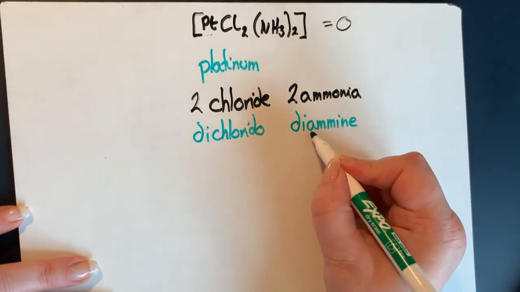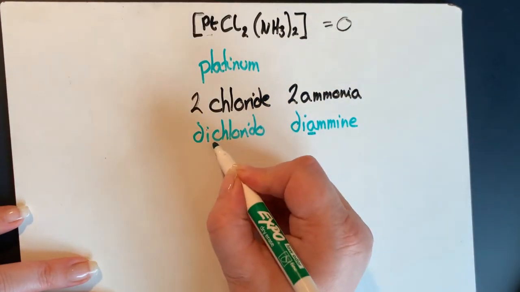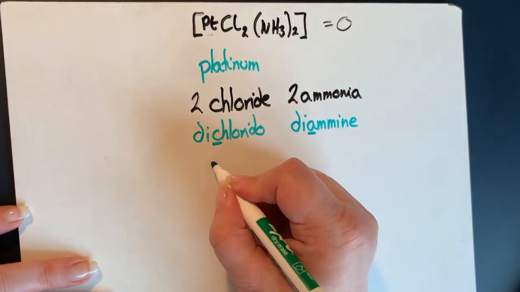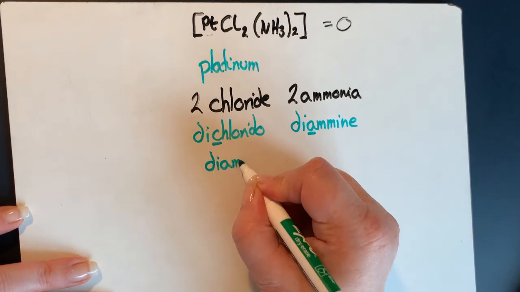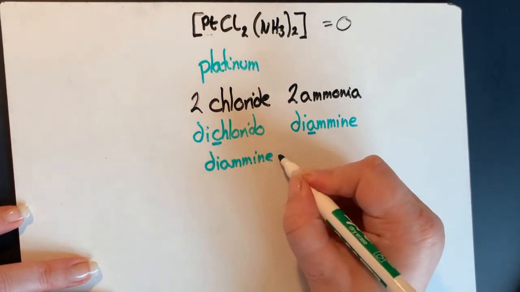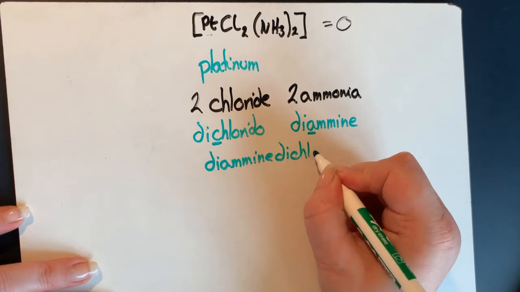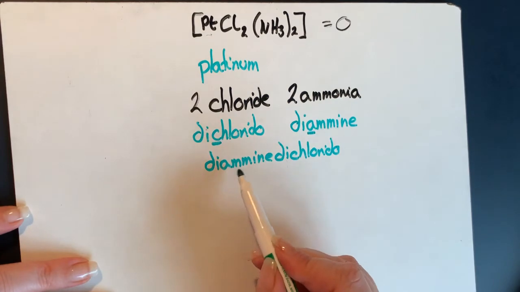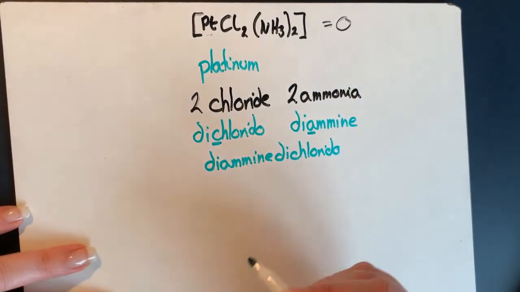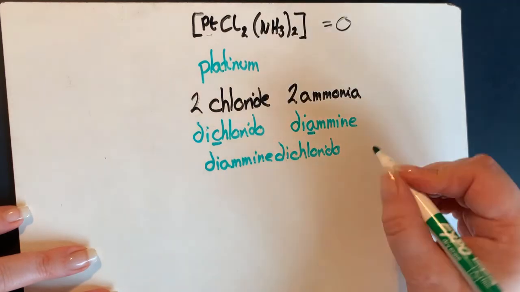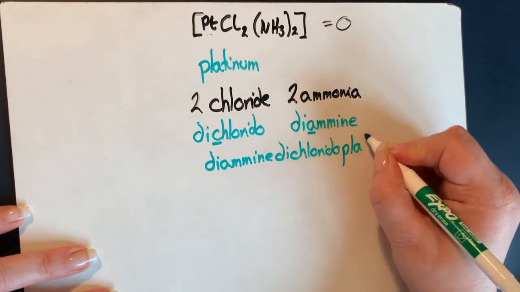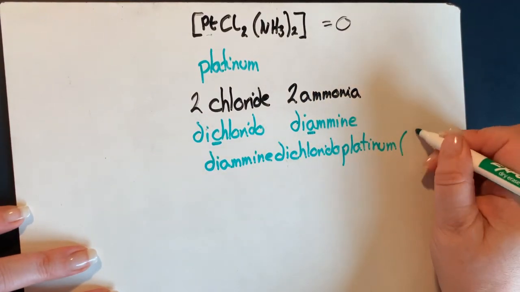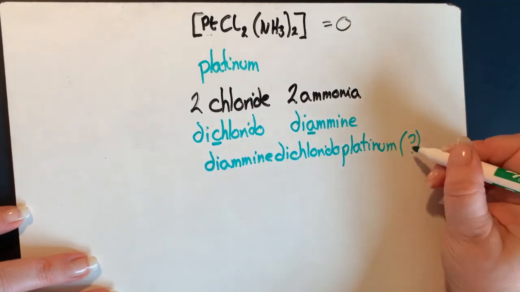They're going to go in alphabetical order by the name of the ligand, not the bit in front. So that will be diamine, dichlorido. The ligands are named prior to the metal. So we'll have diamine, dichlorido, platinum. And now the only thing that's missing is the charge.